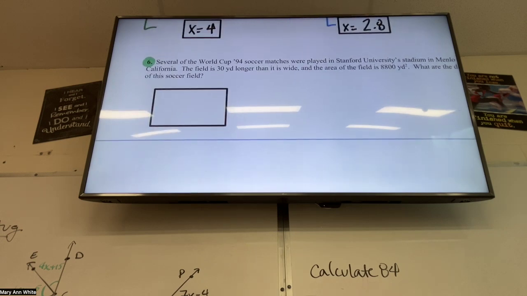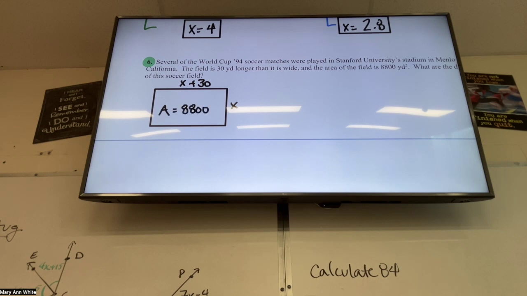It says the field is 30 yards longer than it is wide. How am I going to represent that? X plus 30. That's my length. Oh, I don't know why I wrote 90. And then that's its length. So then what is its width? What's the width of this field? X. Very good. And we know its area is 8,800 feet.